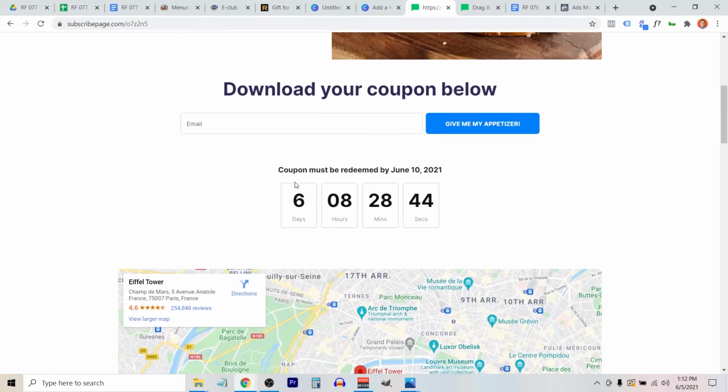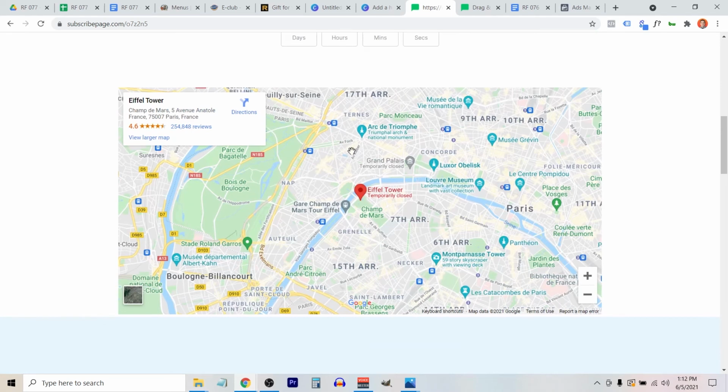If you want, you can add some stuff like this. In this case, this coupon must be redeemed by this date. You can add this timer. You can add a map so they know exactly where your restaurant is located, because, I mean, hopefully you're going to be targeting people who are new customers. And actually, a point on that, if you have a list of customers, specifically if you have their emails, then you can actually upload that as a custom audience to Facebook and then exclude those people from your campaign. That way you're getting your ads in front of mostly new customers or people who haven't experienced your restaurant before.